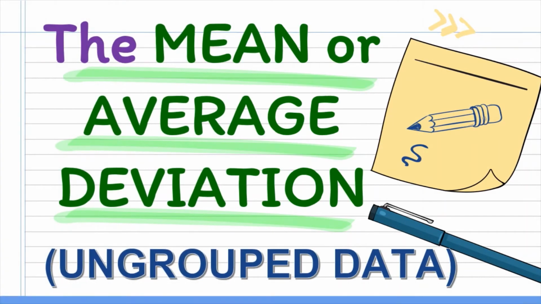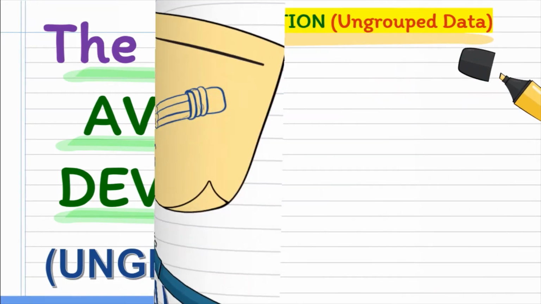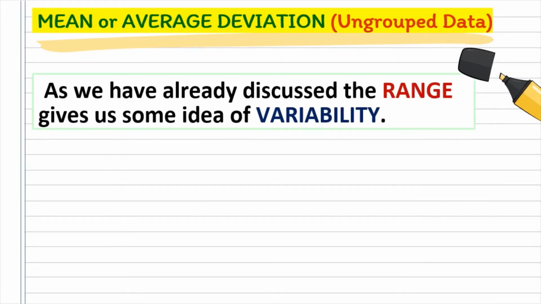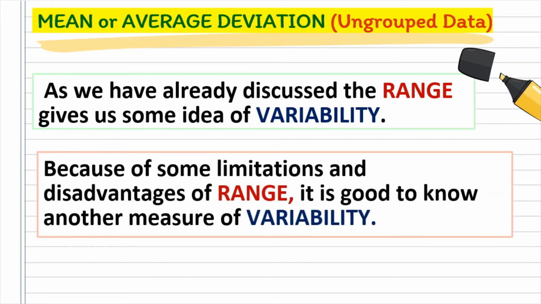Okay, next is the mean or average deviation. So let us first take the ungrouped data. As we already discussed, the range gives us some idea of variability. Because of some limitations and disadvantages of range, it is good to know another measure of variability.